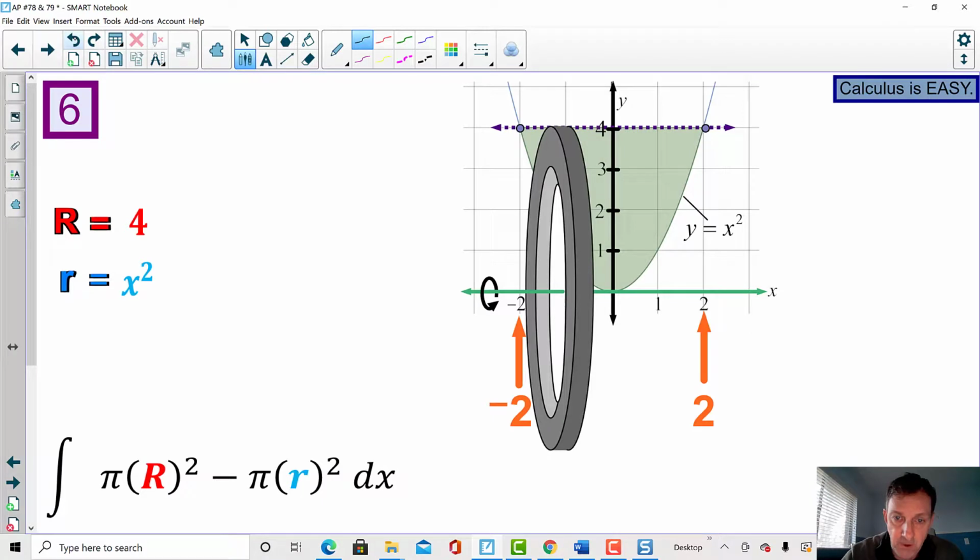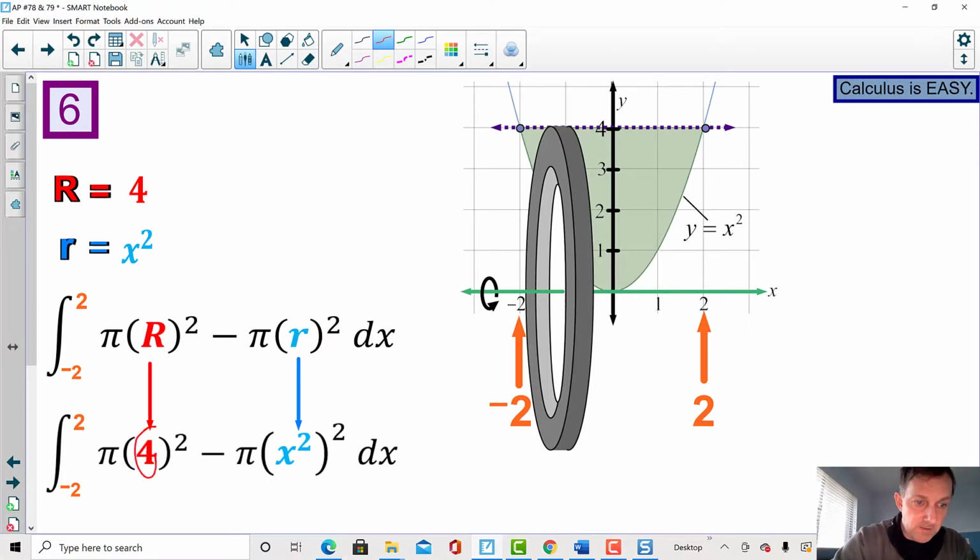So we're going to fill in all these washers starting from -2, ending at +2. And there we go. You can see our bounds go from -2 to +2. So we are basically done other than just plugging in the big R and the little r. Let's go ahead and do that. Okay, there we go. Our big radius is 4. And our little radius is x squared. So that's our final answer. Let's go ahead and put a box around it.